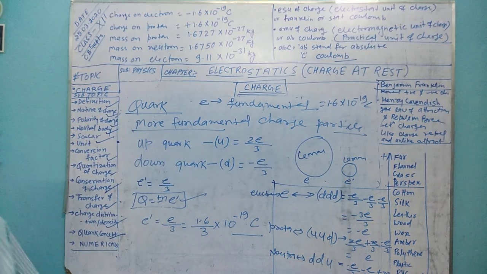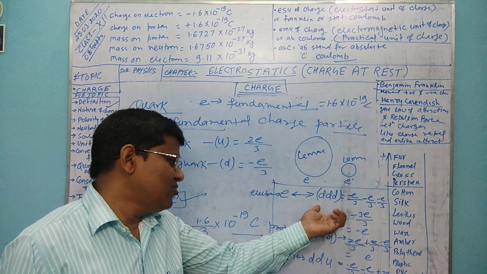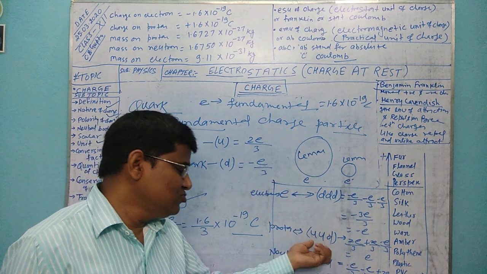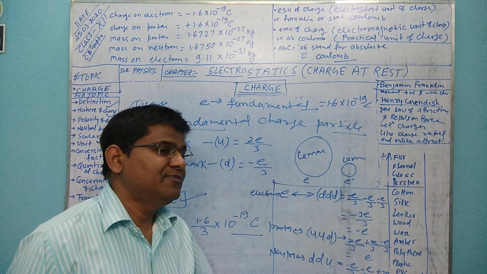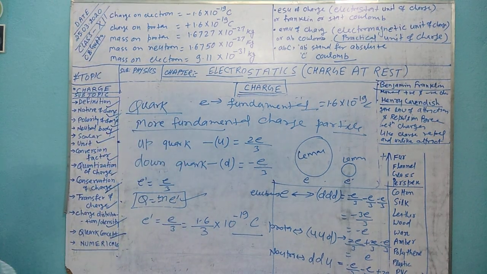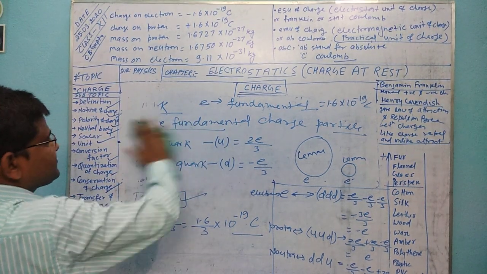Then electron is equivalent to triple D, proton is equivalent to UUD, and neutron is equivalent to DDU. Means you may consider electron is made up of 3 down quarks, proton is made up of 2 up quarks and 1 down quark, and neutron is made up of 2 down quarks and 1 up quark. This is also finished. And now the time to solve the numericals.